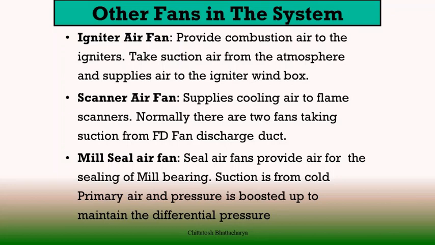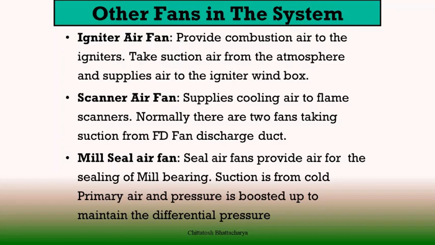Next is the mill seal air fan. The mill seal air fan is supplying sealing air to the milling system, gearboxes at the joint of the vertical shaft, so that there is no ingress of coal dust or primary air into the mill bearings or gearboxes, which can contaminate the lubricating oil or damage the bearings.